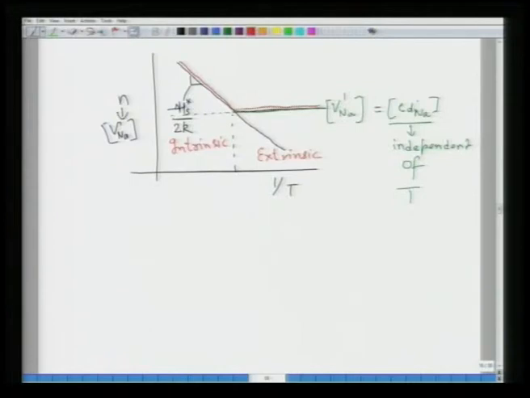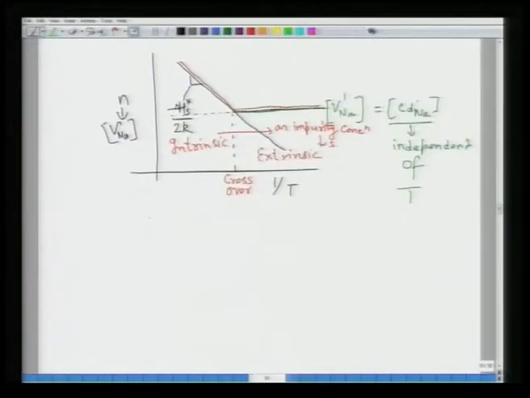Now, what will this crossover temperature depend upon? The crossover will naturally shift to the right if the impurity concentration is low. As impurity concentration decreases, this crossover will shift towards the right, which means the behavior will become more and more intrinsic in nature.